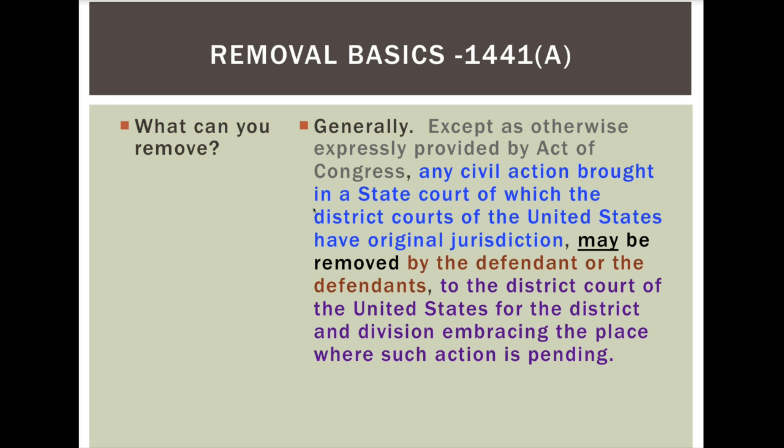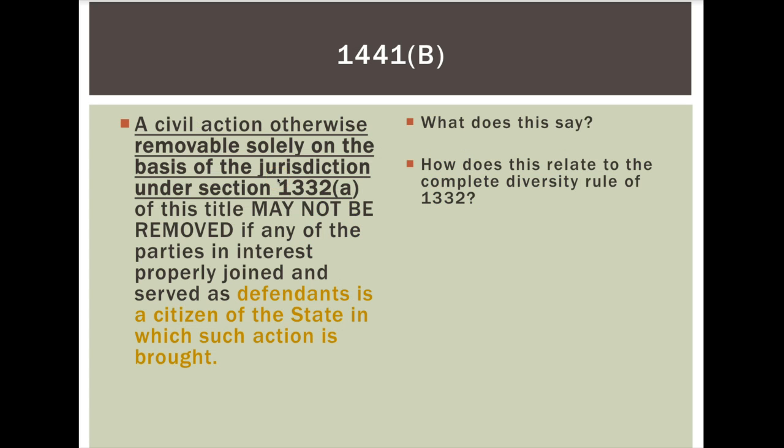Now, let's get a little more complicated in 1441B. Looking at 1441B on the left, it says a civil action otherwise removable, i.e. removable under 1441A, if it's solely removable on the basis of 1332, then you have a problem. In particular, it may not be removed if, and this is the important thing because it's not a bar to all 1332 SMJ cases, it's only if it's removal of a case with federal SMJ based only on 1332. If it has 1332 and 1331, this doesn't apply. It's only if federal SMJ is 1332 only.